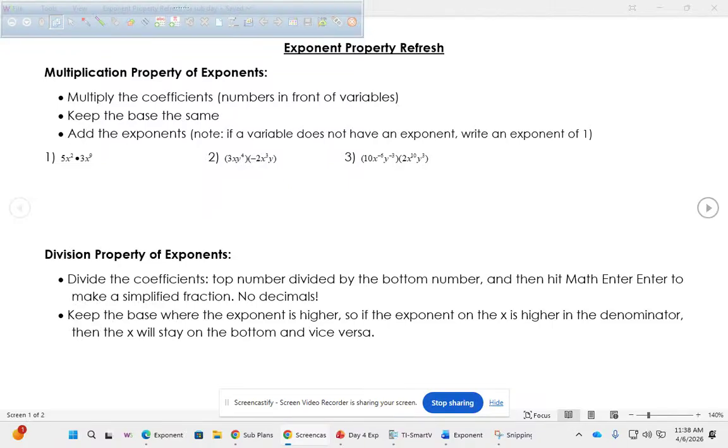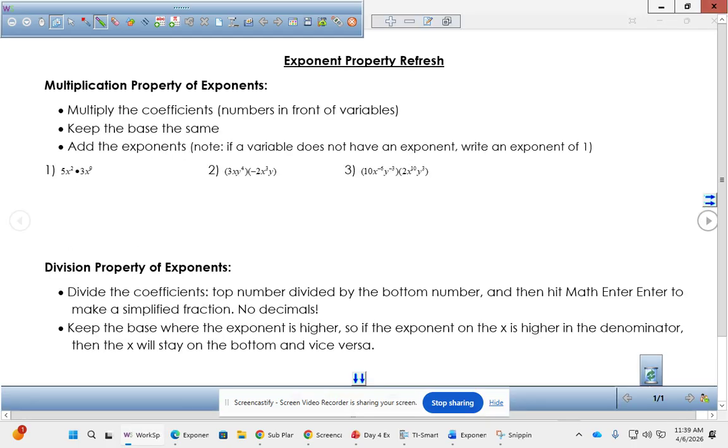All right, so the multiplication property of exponents, we're going to use this when we have two different things next to each other, either with a times symbol in between them or two sets of parentheses. So the first thing we're going to do is multiply the coefficients. In this case, my coefficients are the numbers in front, which are 5 and 3. So I'm going to multiply the 5 times the 3, and that's 15.